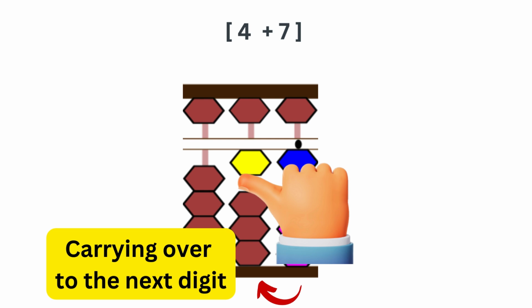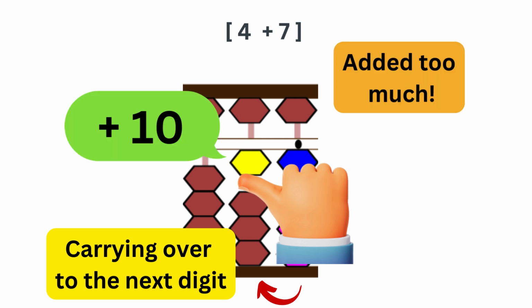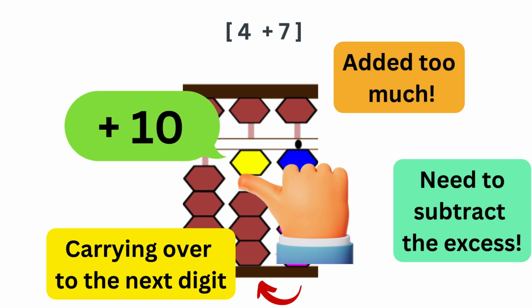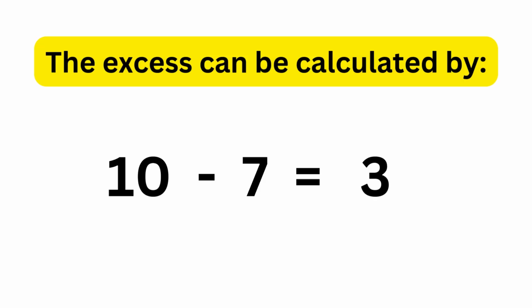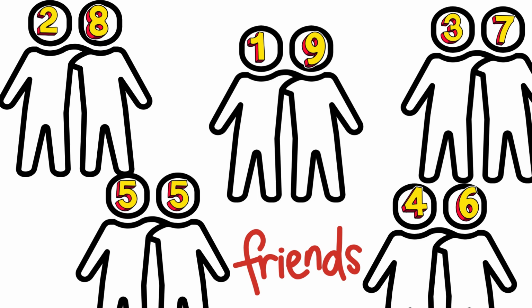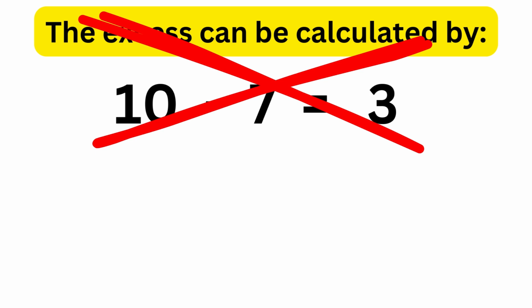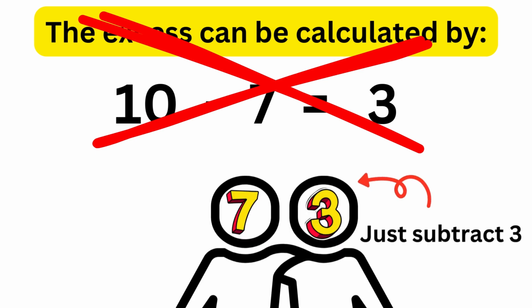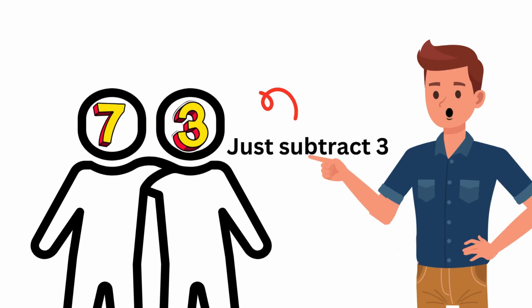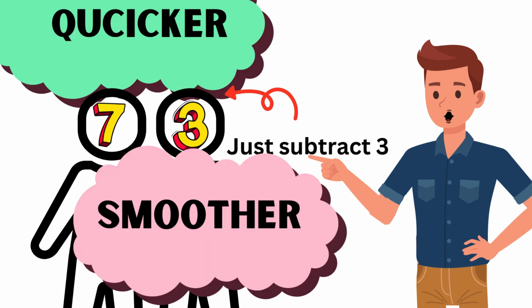When we carry over to the next digit, we add 10, which means we've added too much and need to subtract the excess. The excess can be calculated as 10 minus 7 is equal to 3. Here's where the 10 complement pairs come in handy. In this problem, 7's complement pair is 3. Instead of manually calculating the excess, you can simply subtract the pair, 3, from the ones column. This method makes the process quicker and smoother, especially when solving more complex problems.